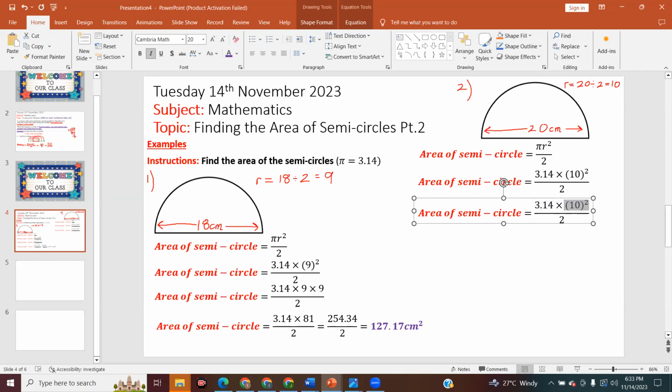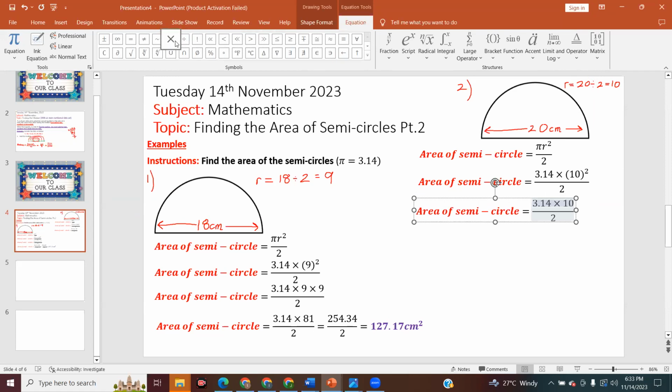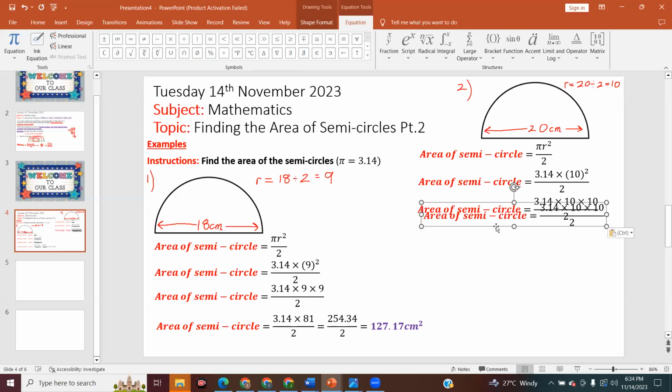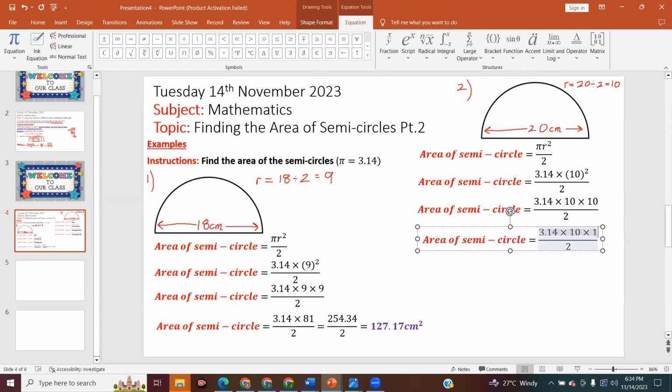And what is 10 squared? That's going to be what? 10 times 10. Good. And what is 10 times 10? It's going to be what? 100. Very good. So 10 times 10 is 100.